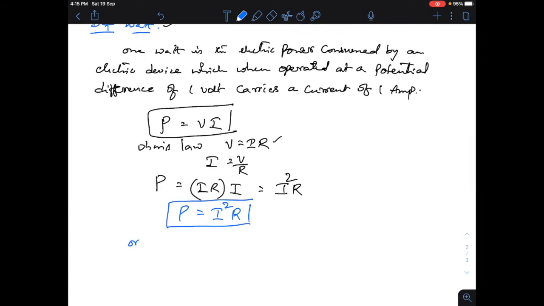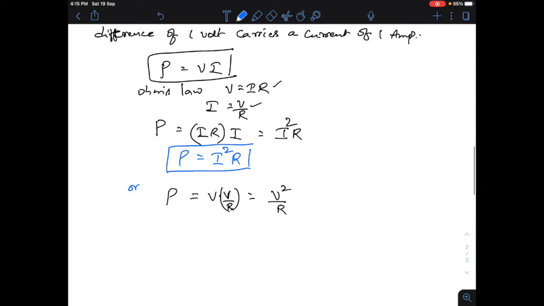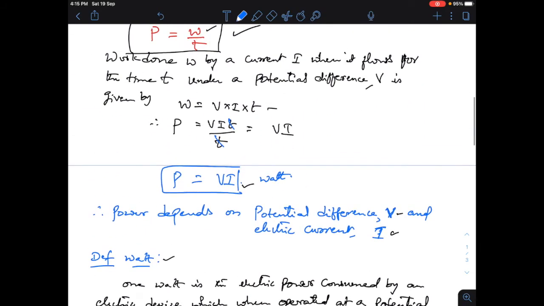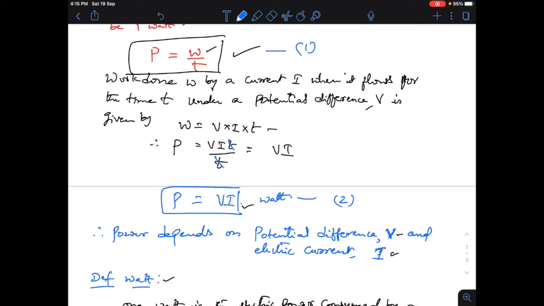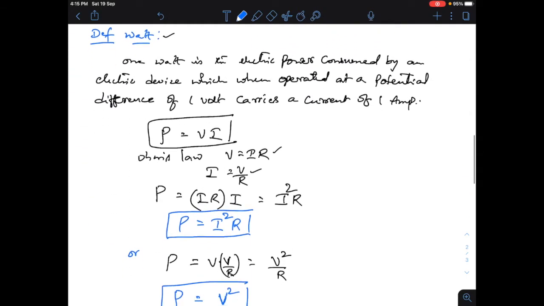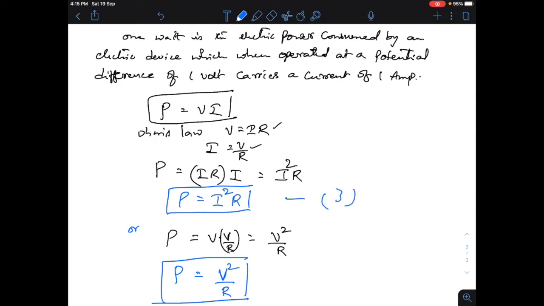Or, I will again substitute for I. So, P is equal to V into V by R, that is equal to V square by R. Therefore, I have the expression power is equal to V square by R. So, now let us look at these equations. Here it is expression number 1, all are one and the same for the same power, and here it is expression number 2, expression number 3, and expression number 4.